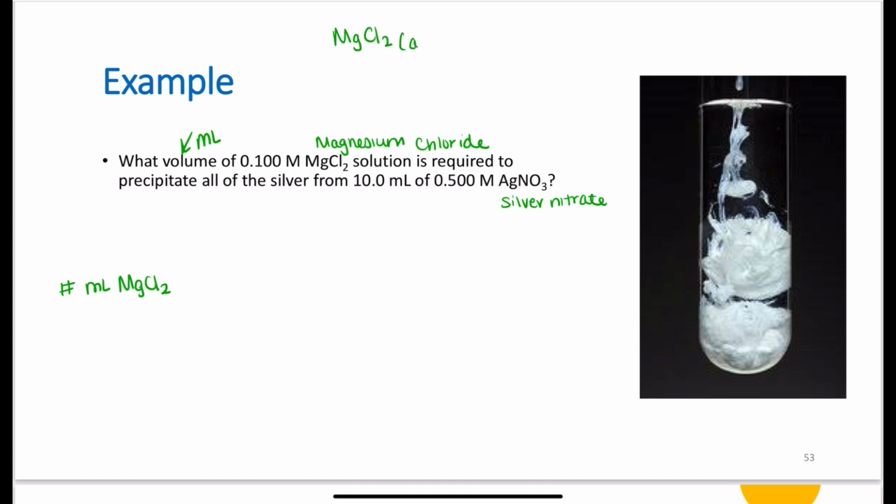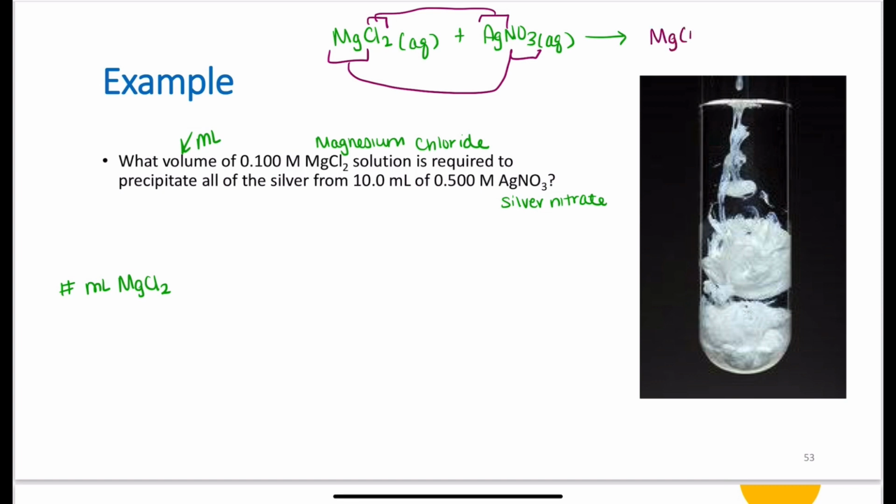Magnesium chloride, I know is soluble. Chloride salts are usually soluble. Magnesium chloride is not an exception. It reacts with silver nitrate. Nitrate salts are always soluble, with no exceptions. And I'm going to swap partners, cation to anion, cation to anion. It's going to give me magnesium nitrate.